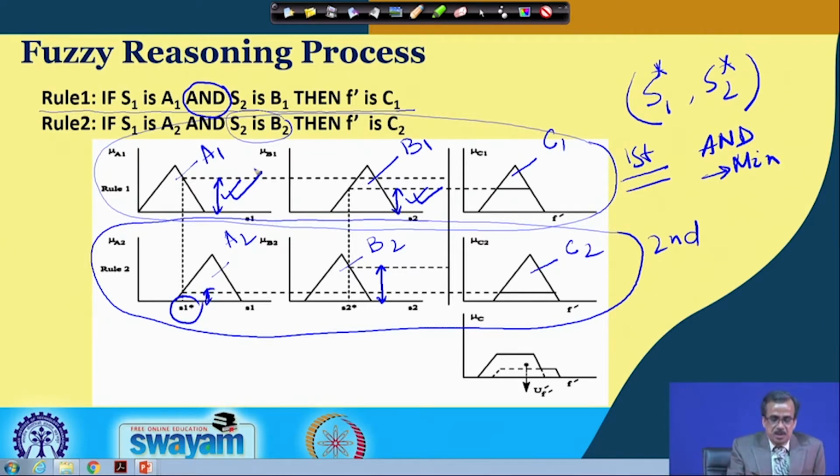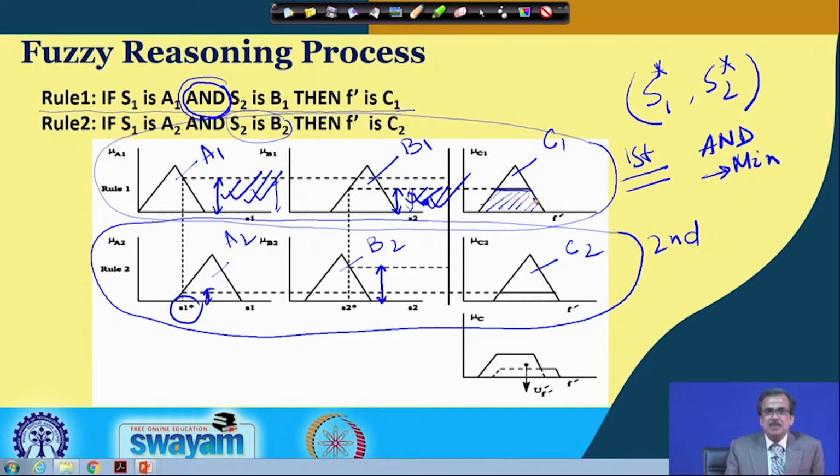So, to find out the output of the first fired rule, we compare this mu value and this mu value. This mu value corresponds to S1 star, and this mu value corresponds to S2 star, and we compare these two mu values to find the minimum, because we have the AND operator. If I compare this mu value and that mu value, this is the minimum. Corresponding to that I can find out the output. So, this is the fuzzified output corresponding to the first fired rule.